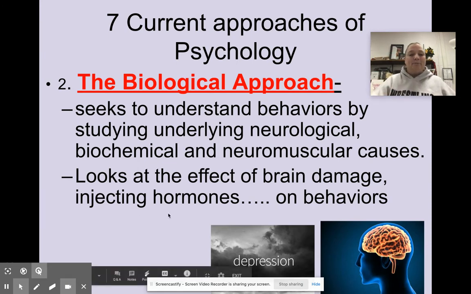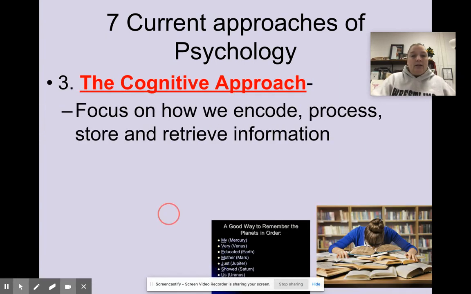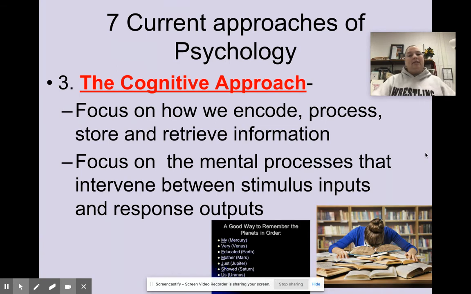That's a biological approach. The third one is the cognitive approach, and this group kind of focuses on how we encode, process, store, and retrieve information. We basically are figuring out how we remember things, how we get those memories out of our brain, what happens in the brain itself. They focus on the mental processes that intervene between the stimulus input and the response output.